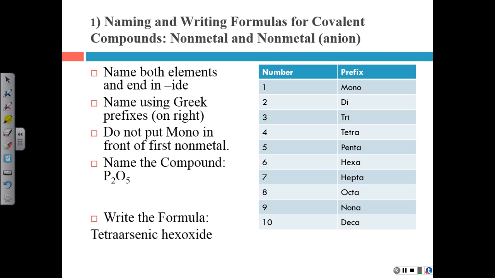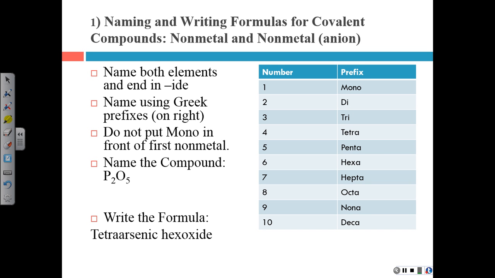If you have nonmetals, you're going to use these Greek prefixes. So you just have to know these. They're not that hard. If you have one atom, it's mono, 2 is di, 3 is tri, 4 is tetra, 5 is penta, 6 is hexa, 7 is hepta, octa, nona, deca. So you have to learn these. They're not terribly hard. Like I said, we're going to practice them.